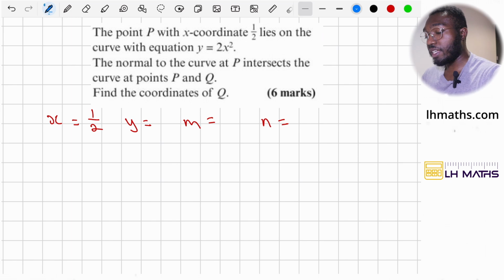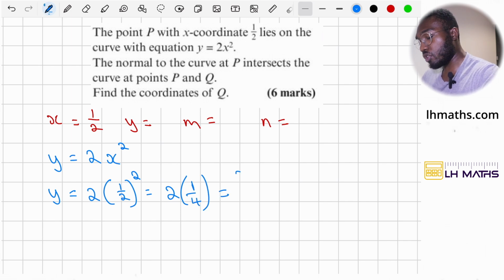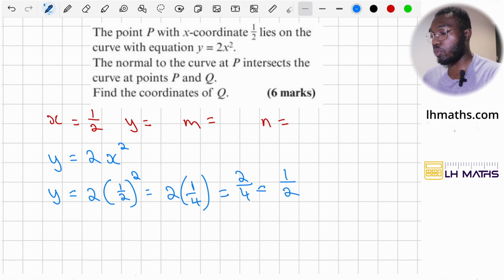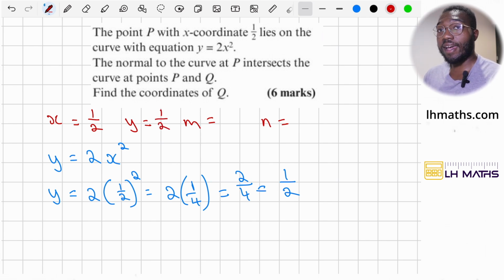So our y value is very simple. All we need to do to work out our y value is, where we have y is equal to 2x squared, just substitute in a half. So we get 2 times a half squared, which is 2 times 1 over 4, which is 2 over 4, which is a half. So we know that y is a half. On this curve, when x is a half, y is also a half.